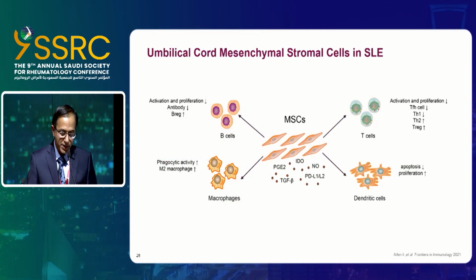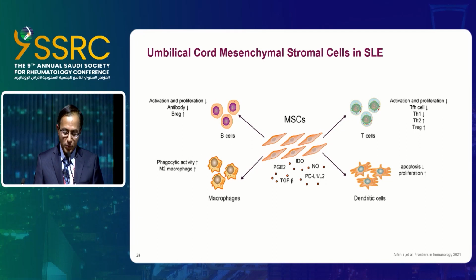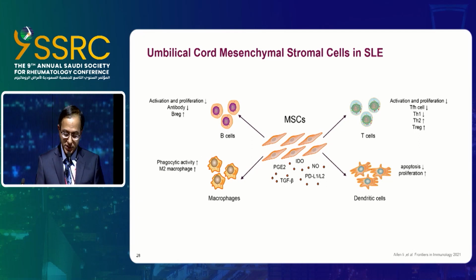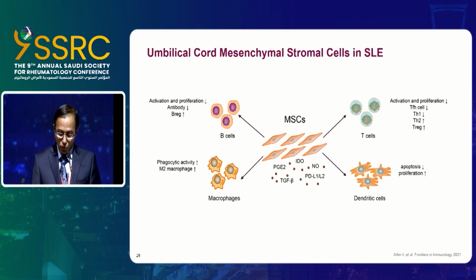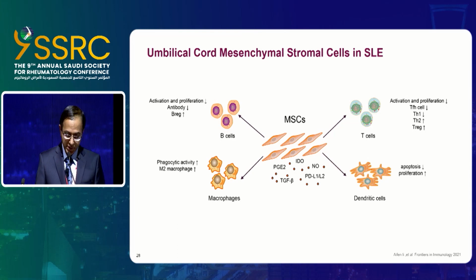And to finish up, there are umbilical cord mesenchymal stromal cells in lupus, which is kind of the new talk in town. And this is a phase 1 study. These mesenchymal cells, when you are doing it from the umbilical cord, it actually shows that there is improvement when you treat it appropriately by improving the Treg cells, improving the Breg cells, and also decreasing the Th1 and decreasing the apoptosis.